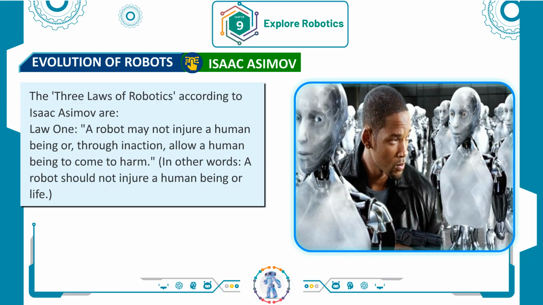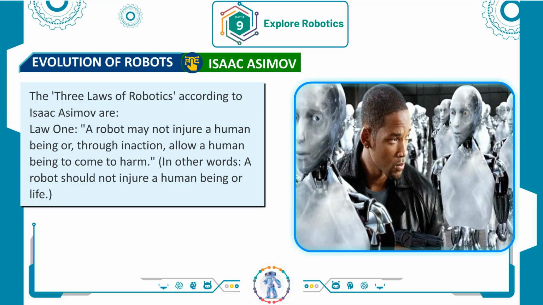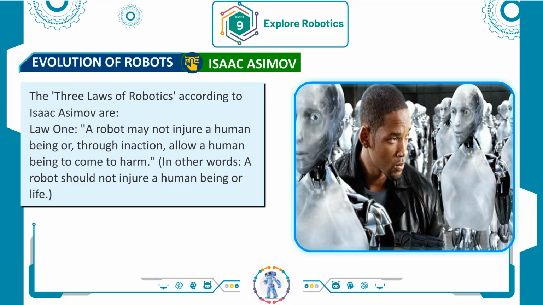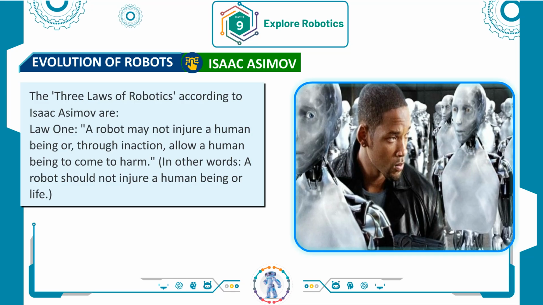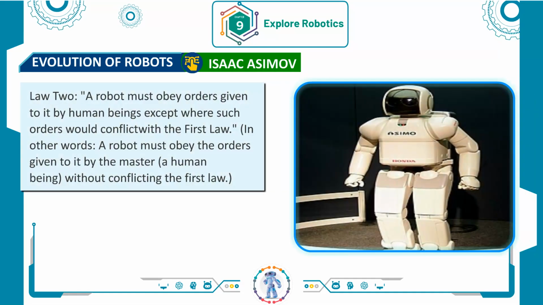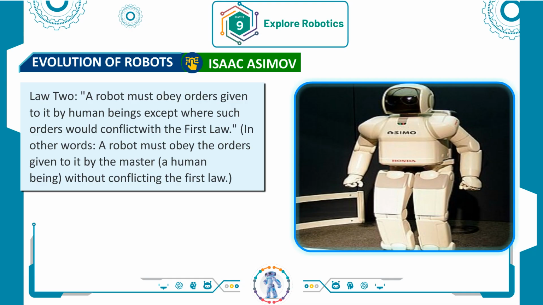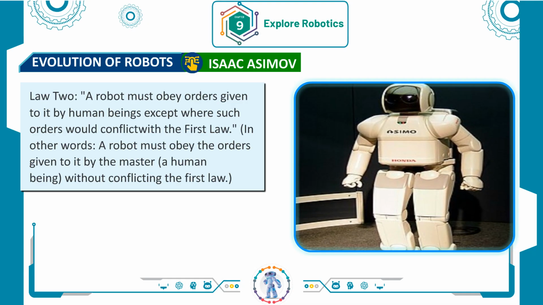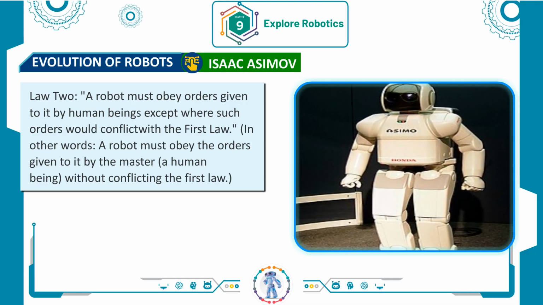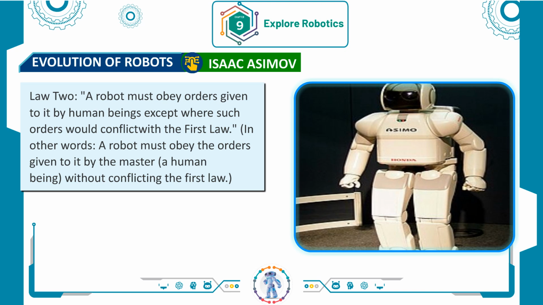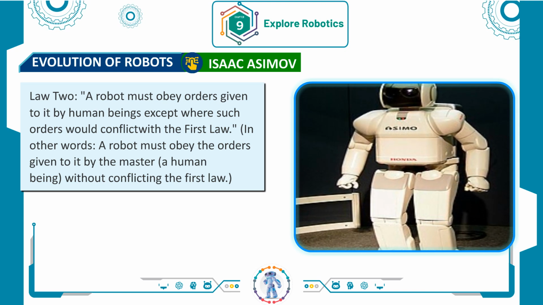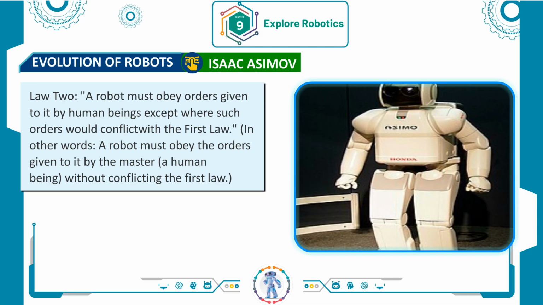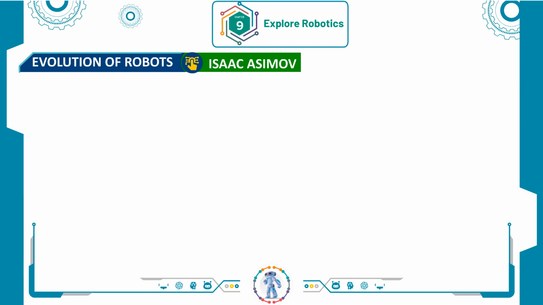A robot may not injure a human being or, through inaction, allow a human being to come to harm. In other words, a robot should not injure a human being or life. Law 2. A robot must obey orders given to it by human beings, except where such orders would conflict with the first law. In other words, a robot must obey the orders given to it by the master, a human being, without conflicting with the first law.